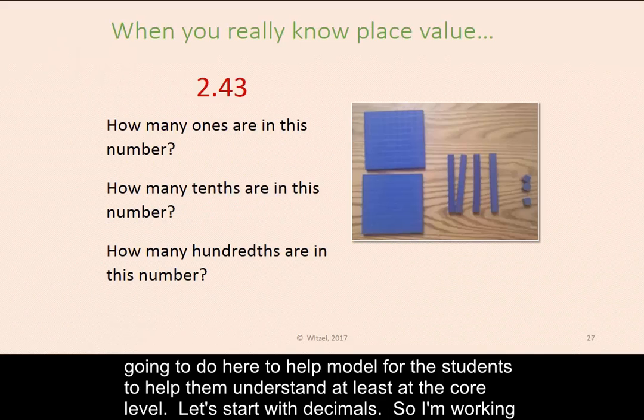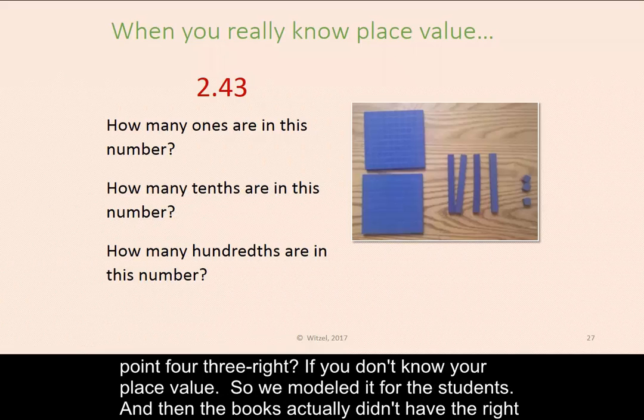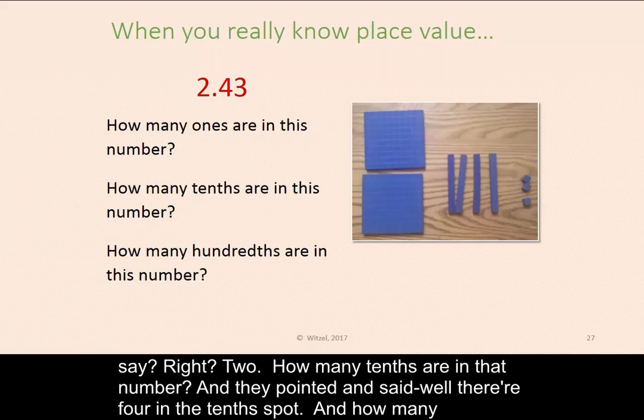So I'm working with a child who's had a really strong place value background. And this number comes up: 2 and 43 hundredths, or 2.43, if you don't know your place value. So we modeled it for the students, and then the book actually didn't have the right statement in there. And like a fool, I read it out, and I said, how many ones are in this number? And most students said, of course, 2. And how many tenths are in that number? And they pointed, and they said, well, there's 4 in the tenths spot. Then how many hundredths are in that number?